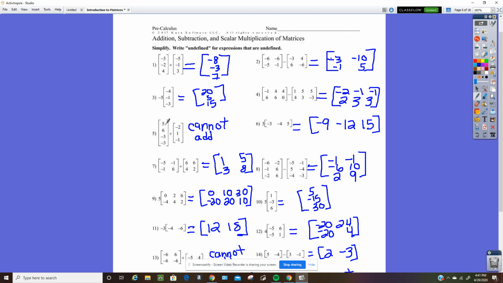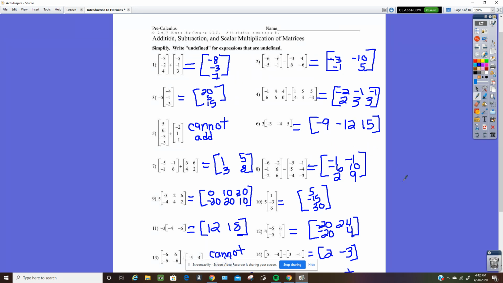Number 5, you have a 4 by 1 added to a 3 by 1. So these dimensions are different, so you cannot add those two together. Number 6, you have a scalar. 3 multiplied by each entry. 3 times -3 is -9. 3 times -4 is -12. 3 times 5 is 15.